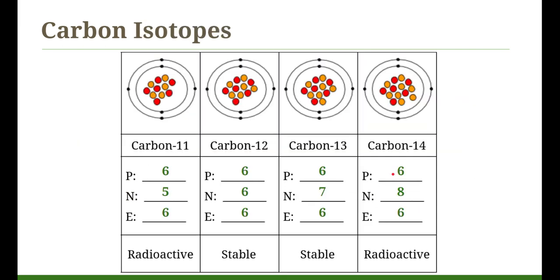So if we compare all of these carbon isotopes, we'll notice that the number of protons is the same for all of them, but the number of neutrons changes, and that as we get more and more neutrons, then the mass number of carbon also increases for each isotope.